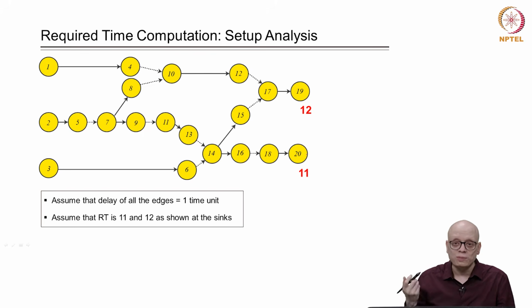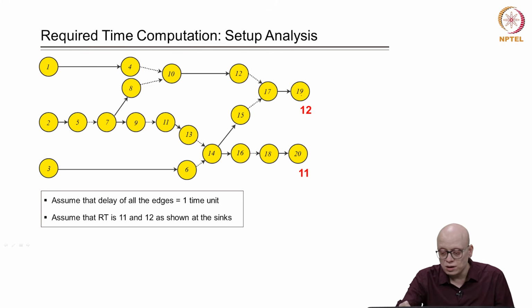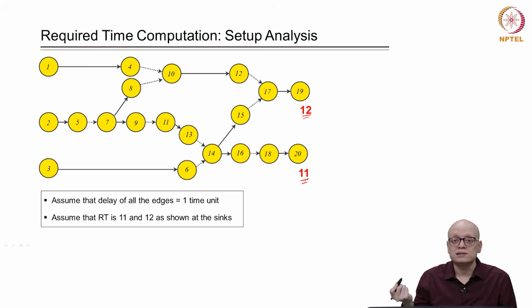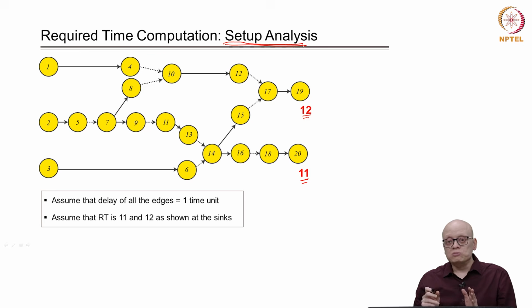These can come from the constraints SDC file, or can be derived from the clock constraints or clock frequency at the timing endpoints. Now, assume that these numbers are there. At vertex 19 the required time is 12, and at vertex 20 the required time is 11. For simplicity, let us consider the setup analysis case, similar to what we had done for the arrival time. We are computing the required time for the setup case, not for the hold case, right.